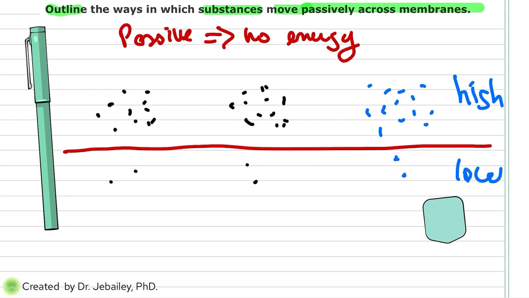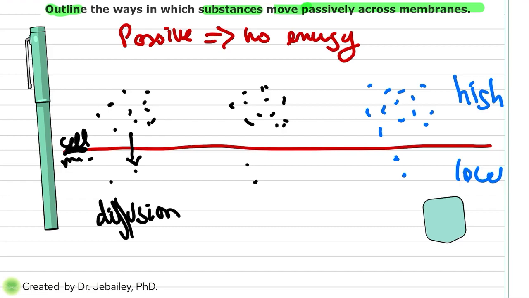Now, the first case scenario, they are so small and they can pass easily through the membrane, using this red line here as the cell membrane, right? The cell membrane. So they just pass through. If you can just pass through the cell membrane, then you are just a simple diffusion.